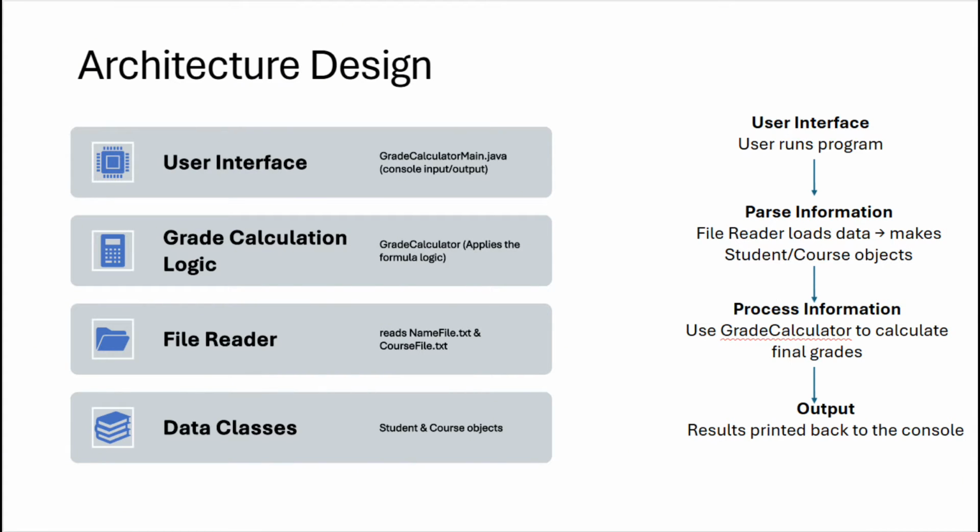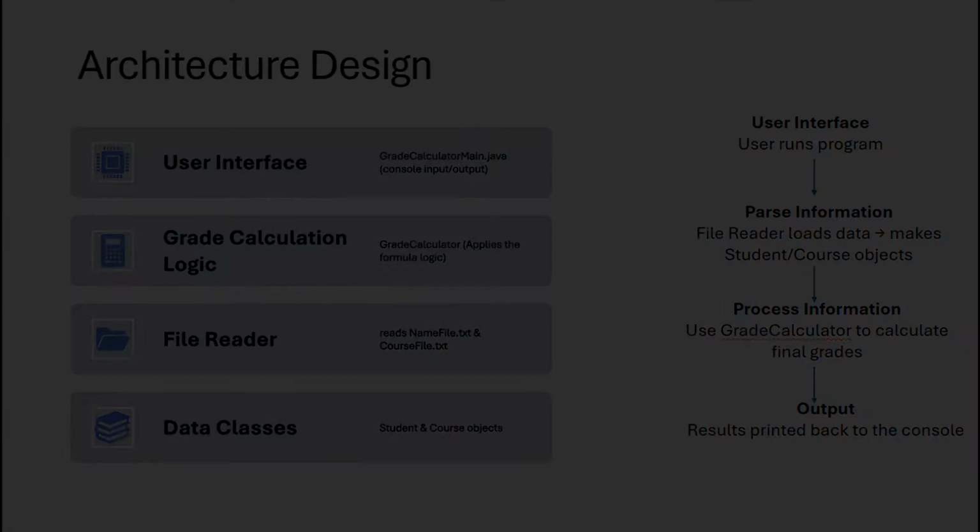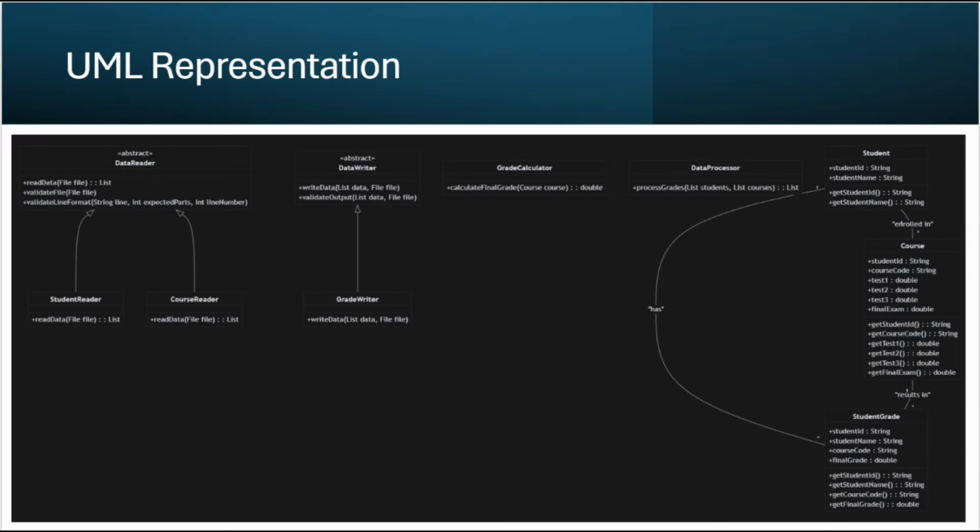If we wanted to swap in a GUI or database layer, we'd only need to replace the top or bottom layer without touching the core grading logic. This UML diagram shows how our system processes students' grade data. We use abstraction, where DataReader and DataWriter are abstract base classes inherited by StudentReader, CourseReader, and GradeWriter. The DataProcessor class takes students and courses, matches them, and generates a StudentGrade object using the GradeCalculator. Relationships show that a student is enrolled in courses, and each course ultimately results in a student grade. This structure keeps the system modular, reusable, and easy to maintain.